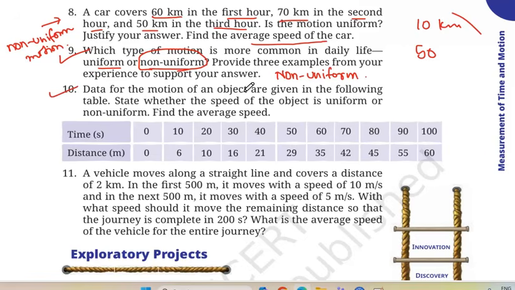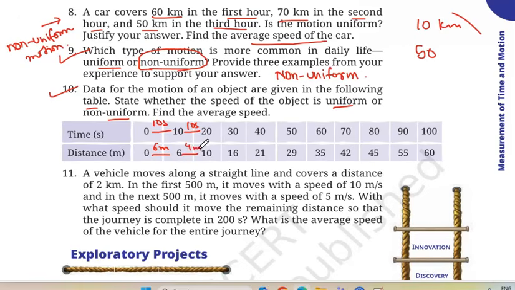Data for the motion of an object are given in the following table. State whether the speed of the object is uniform or non-uniform. So let us see. Time is 10 seconds, the distance is 6 meters. For another 10 seconds, the distance increases by 4 and it becomes 10.